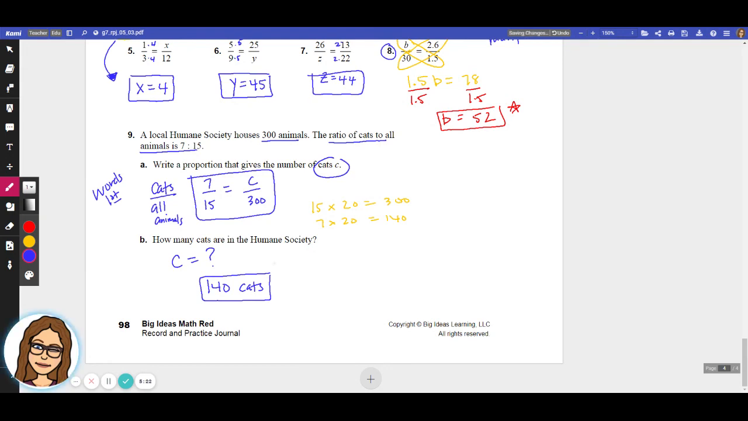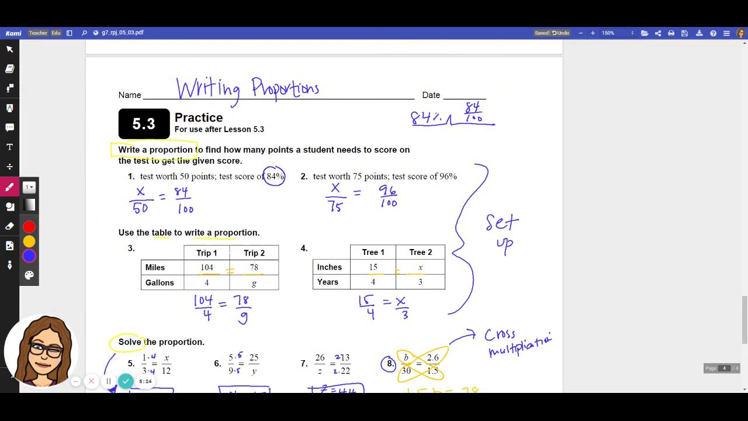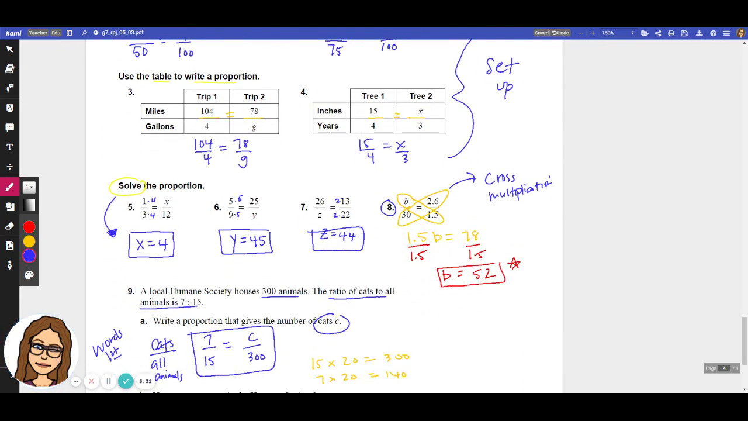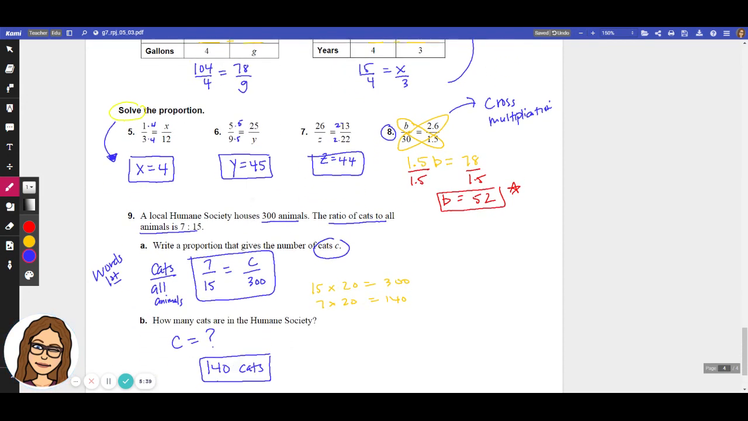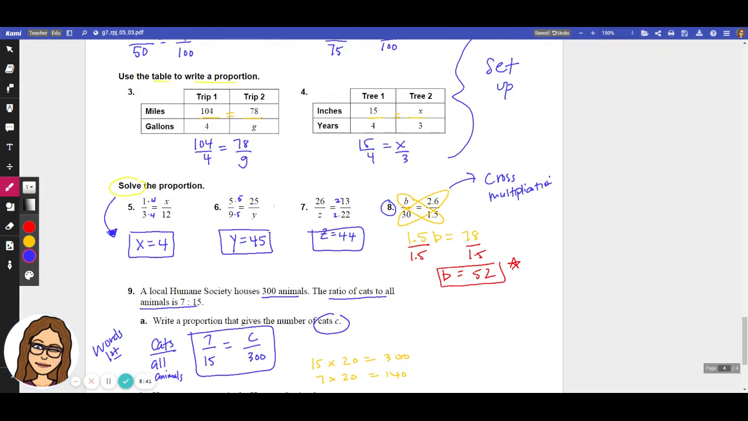Okay, so really it's all about the setup. If it asks you to write a proportion, you write it. You can choose the variable if one is not assigned, but if the variable is assigned, you have to use the one that's given to you, okay? So writing proportions and simply solving them. That's what we're going to talk about today.